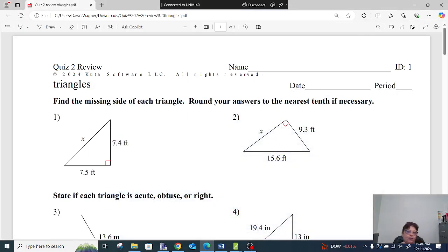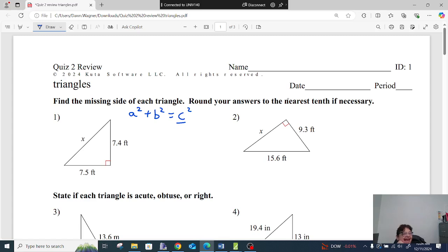And for 1 and 2, this is where we're going to be using the Pythagorean theorem. Does anybody remember what the Pythagorean theorem was? A squared plus B squared equals C squared. And I said when you label your triangles, C is the most important because A and B can be flipped around and you still get the correct answer.